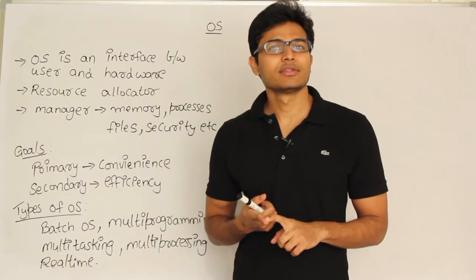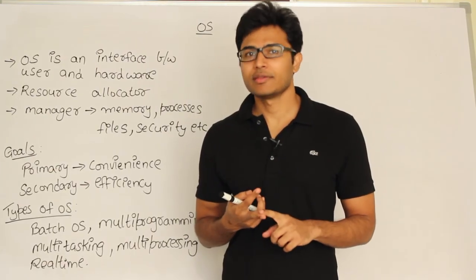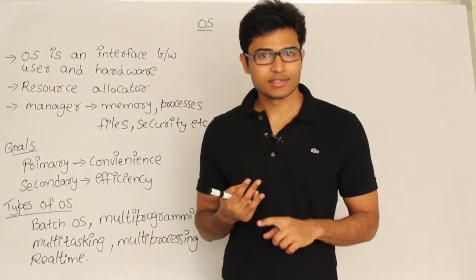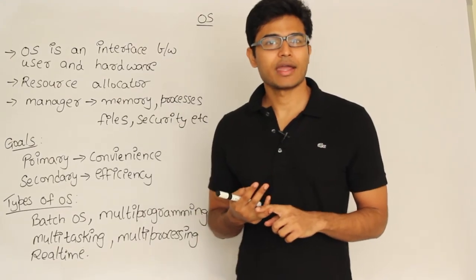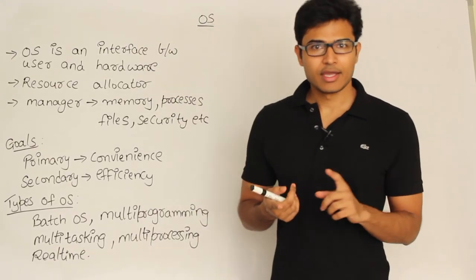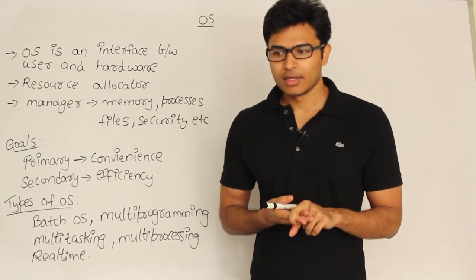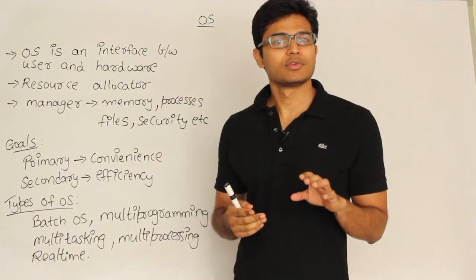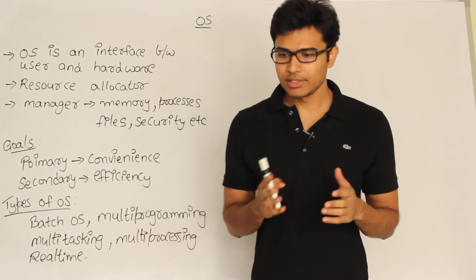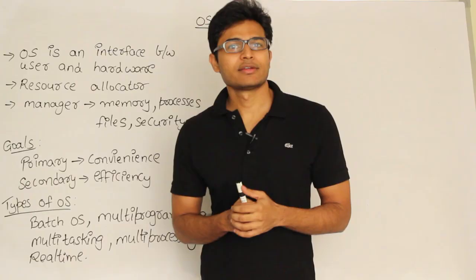One book is Operating Systems by Galvin, and the other book is Tanenbaum. William Stallings is also there, but I don't really suggest that you refer to it. Galvin, Tanenbaum, and there is one by Dhamdhere. But the best two books are Galvin and Tanenbaum. If you read these books, almost everything is there.